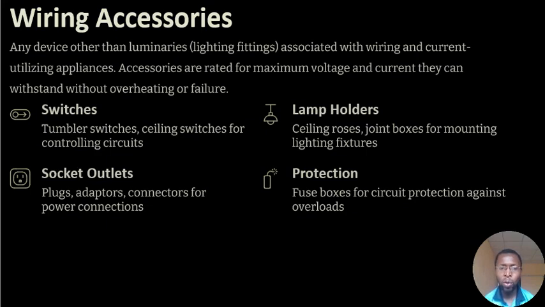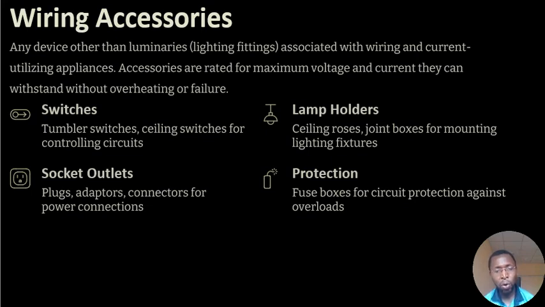Okay, so any device other than luminaires associated with wiring and current with lighting appliances. So when we do not use this material for illumination or lighting fittings, then we call them wiring accessories. These accessories are rated for maximum voltage and current they can withstand without overheating or failure. One of them is called the switch.